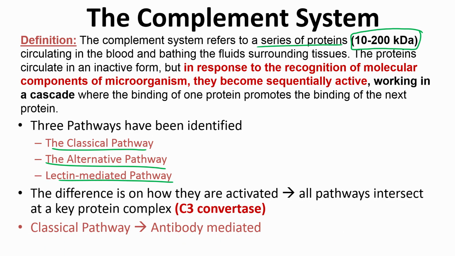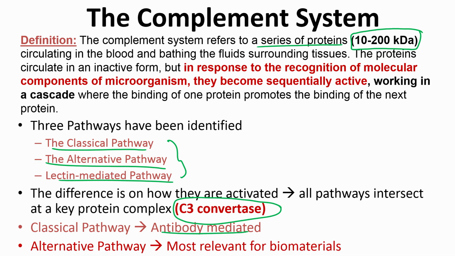And the difference is basically how they are getting activated. They all intersect at a key protein which is called the C3 convertase, and we will describe it in a bit more detail. The classical pathway is antibody mediated. The alternative pathway is most relevant to biomaterials, where this pathway is usually the one that recognizes any foreign biomaterial rather than a foreign pathogen.